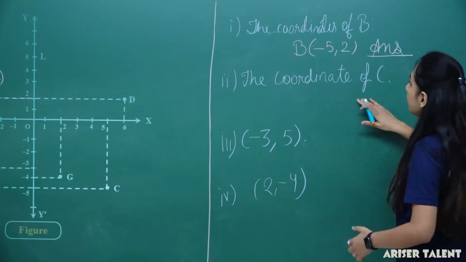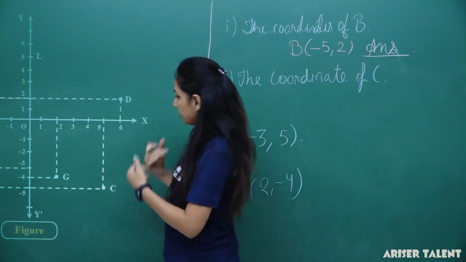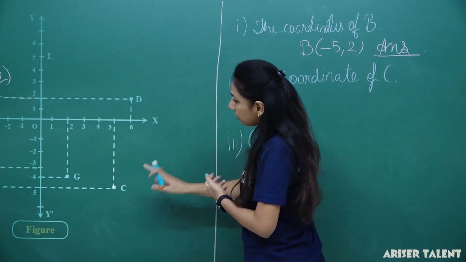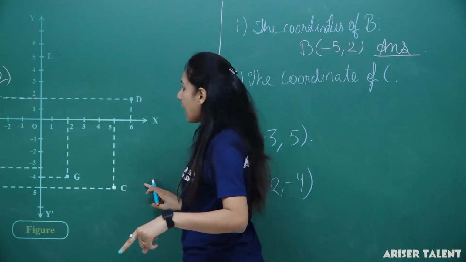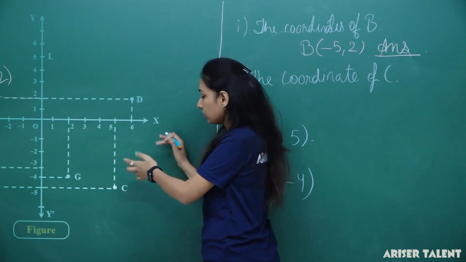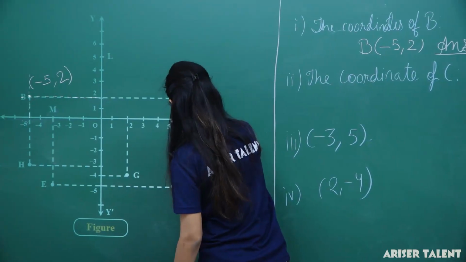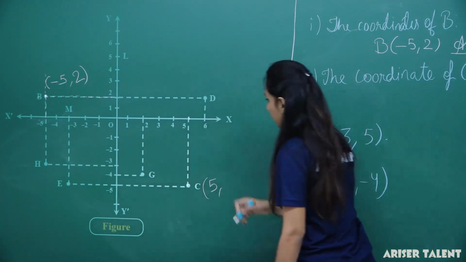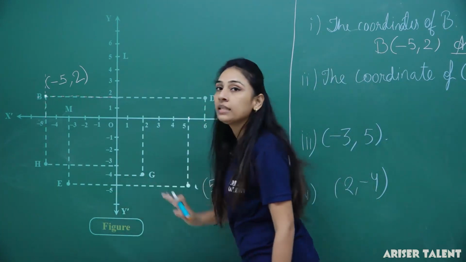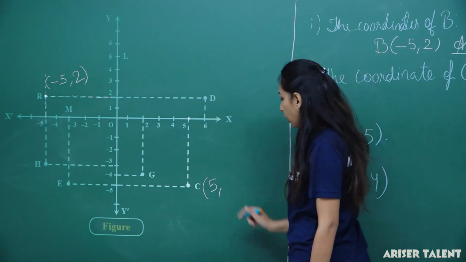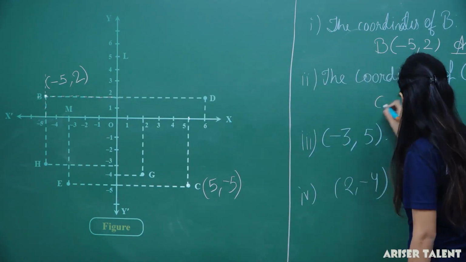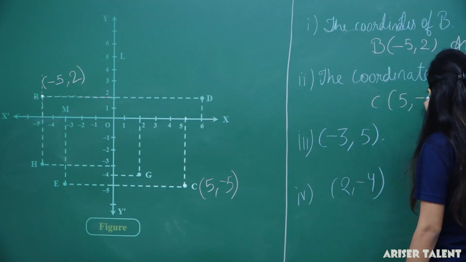Okay, the coordinates of C. First find C. Here it is, C. Now C has an abscissa on the x-axis, so this line is at 5. So 5 is the abscissa and -5 is the ordinate. So 5, -5. So C is 5, -5.